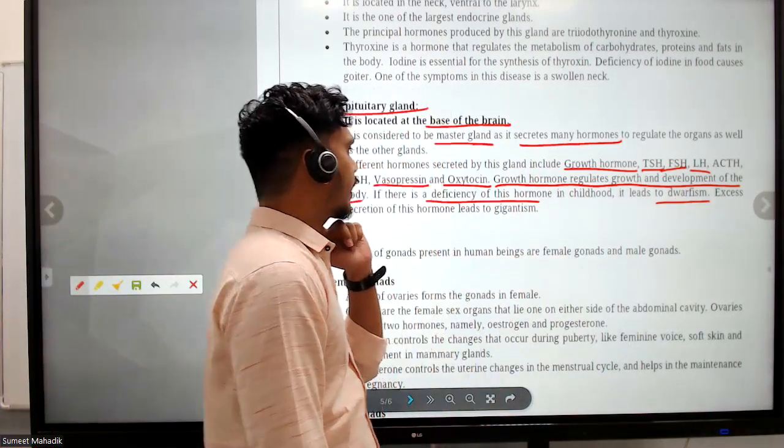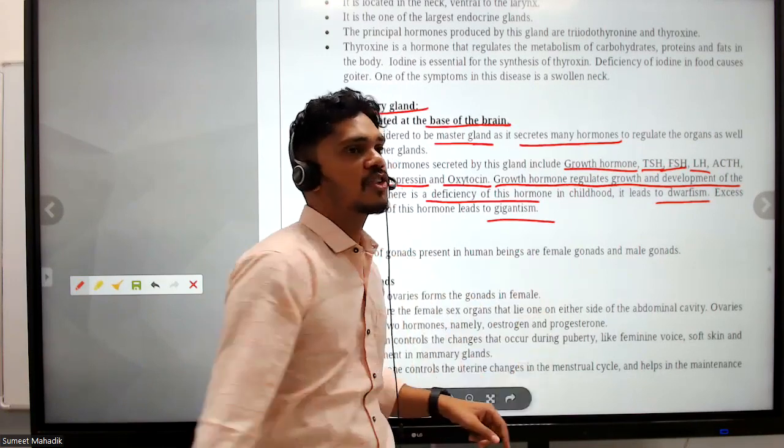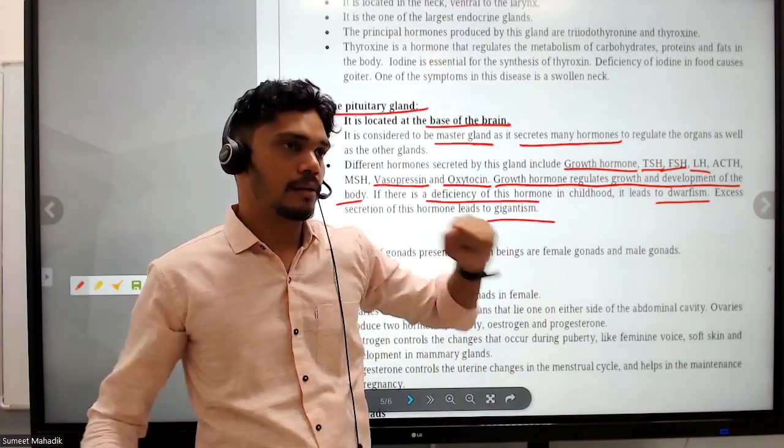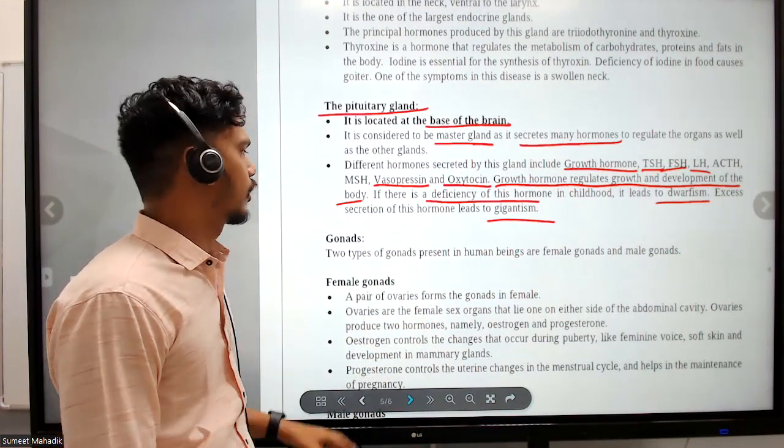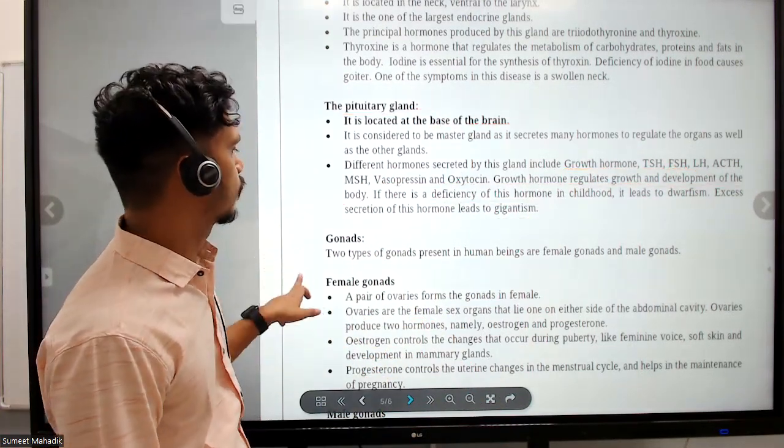Chota rahega. Excess is called gigantism. What is gigantism? You can find a person with bigger hands, bigger legs, and all. Why? Because the secretion is much more.